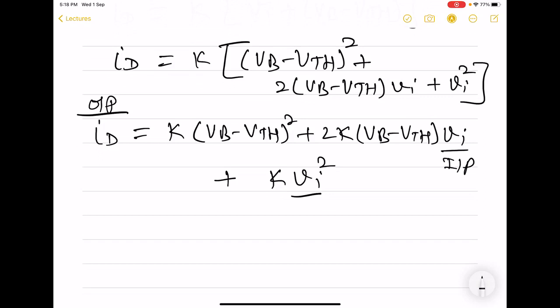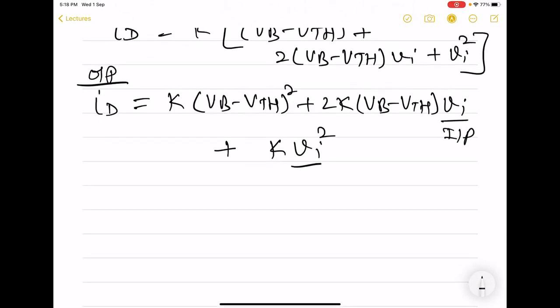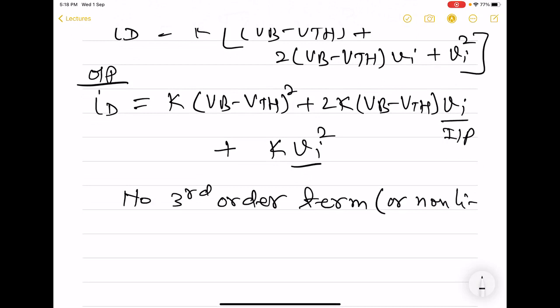But here we can see that there is no third order term or non-linearity. So when we expand the well-known, most widely used expression for the drain current, we see that MOS apparently doesn't have a third order and higher order non-linearity. So this is because we started with a certain expression for the drain current.